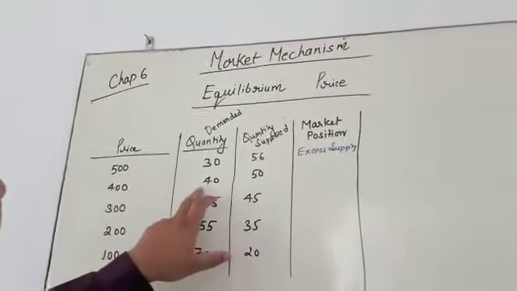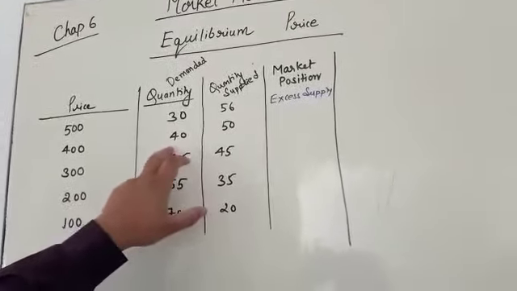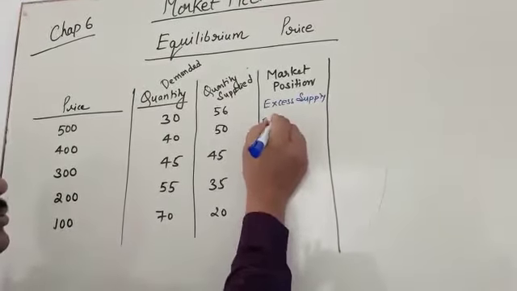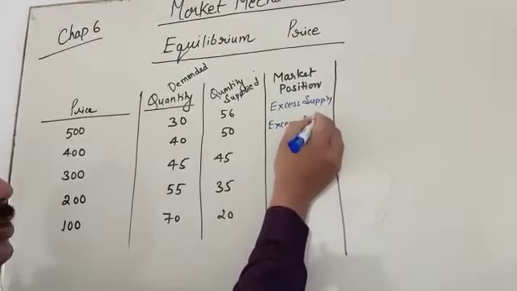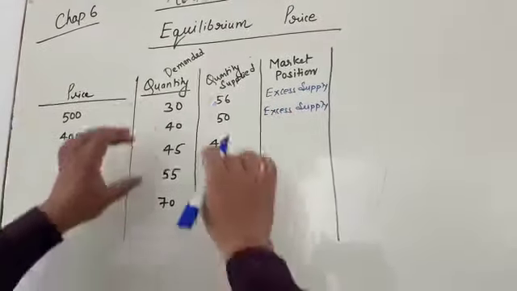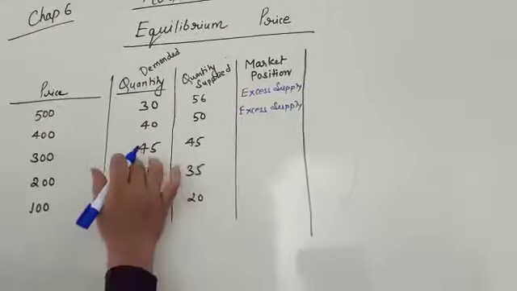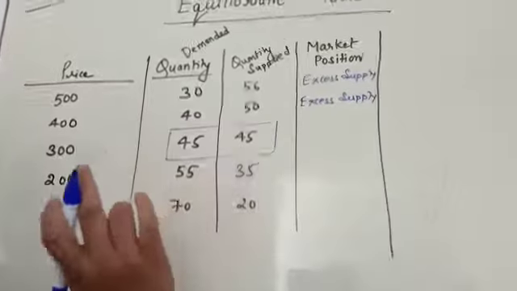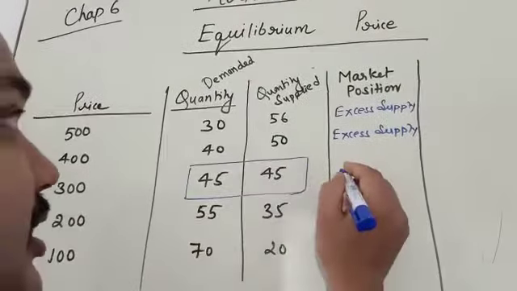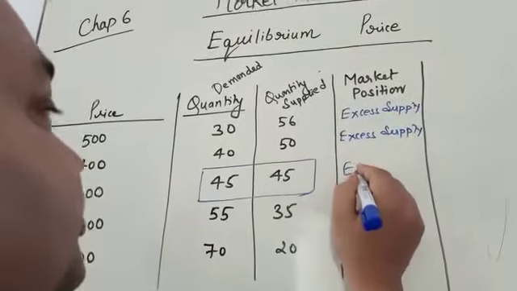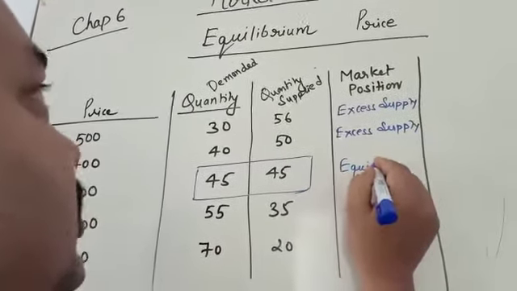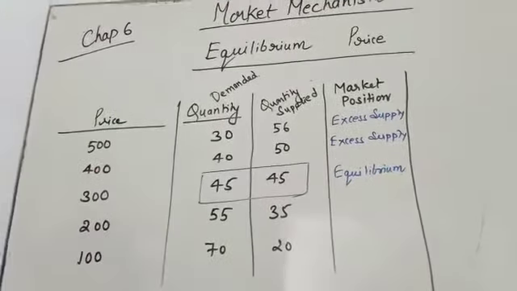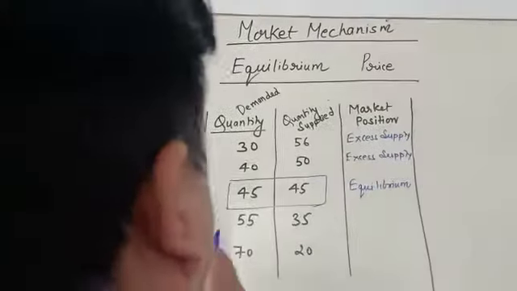Similarly, here quantity demanded is 40 but supply is 50. It is also a situation of excess supply. But this position is called equilibrium. Why? Because in this position quantity supplied is equal to quantity demanded. This position is called, my dear student, equilibrium.